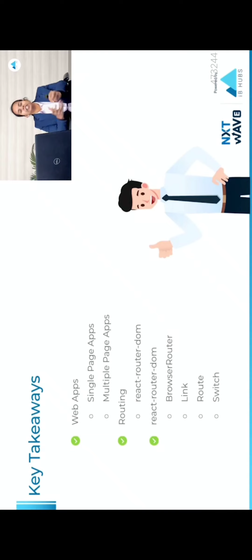So in today's session, we understood about single page applications. We understood about multi-page applications. Then we understood about routing and how we can achieve it using the React router DOM. There are various components involved there: browser router, link, route, and switch. Using these, we were able to build a single page application.